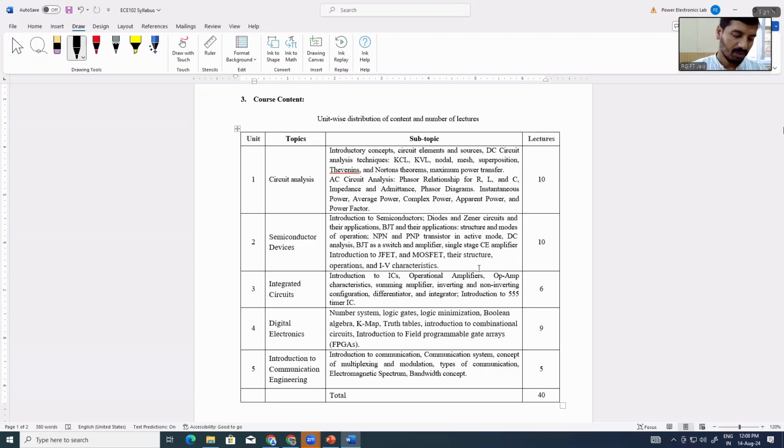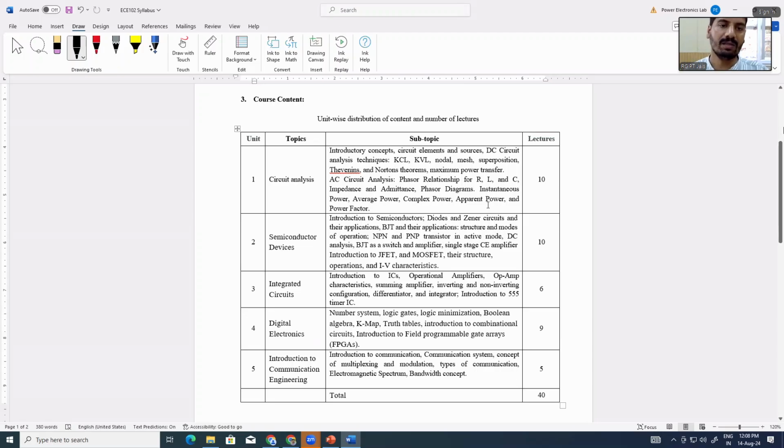This course is all about the introduction of the electronics engineering branch, meaning the main topics and main concepts that you should understand and remember will be taught in this course. So we will start one by one.